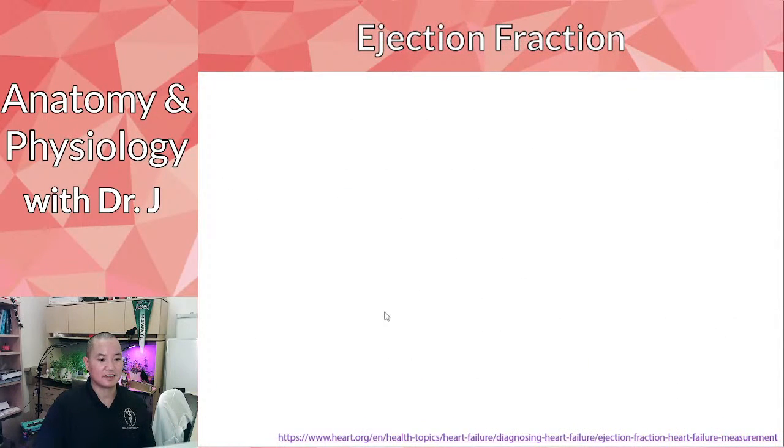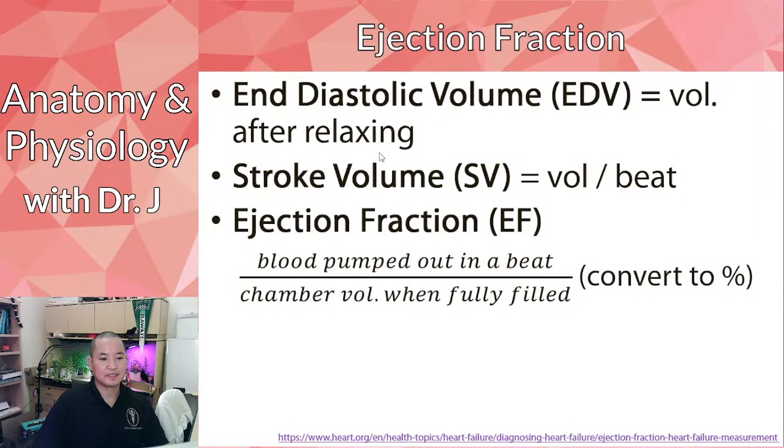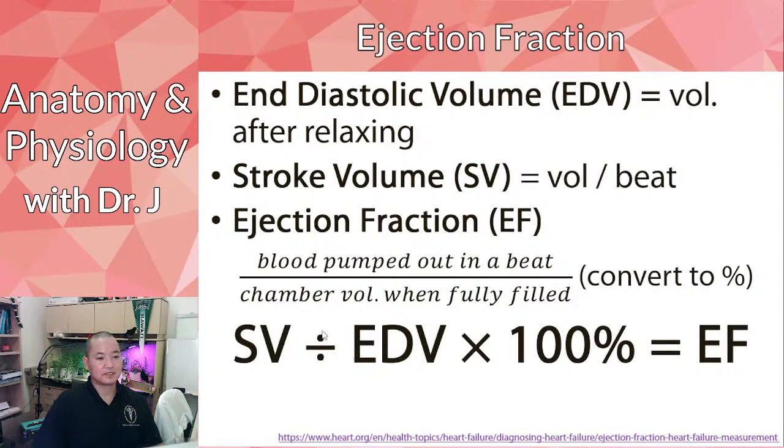out of the heart? You take the blood pumped out in a beat and divide it by the total maximum amount you fill it with during diastole. So you take your stroke volume, divide it by end diastolic volume, and convert it to a percentage. Percentage is the standard unit we use for ejection fraction. The thing about ejection fraction is that it's not going to be 100%.